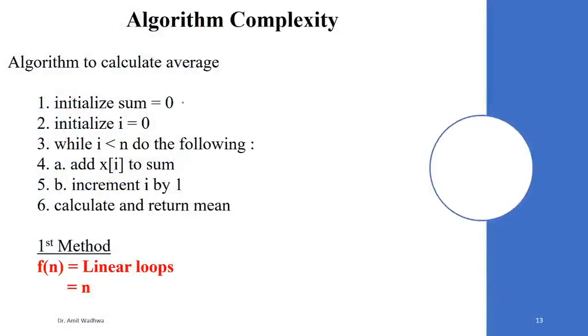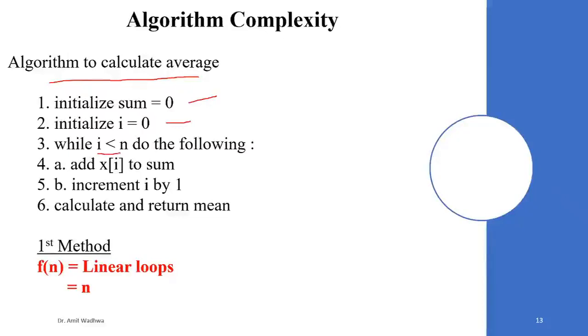Now go to the next algorithm. Let us take another example. Suppose the algorithm is to calculate the average. So initialize sum with 0. Sum is a variable which we have initialized with 0. This is the pseudo code which we are writing. Then initialize the I variable, the addition variable, with 0.